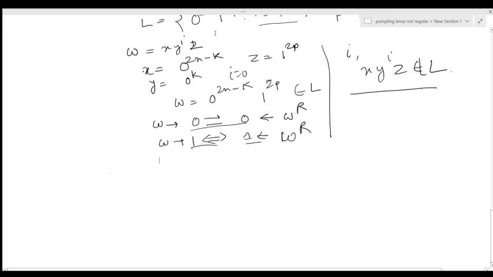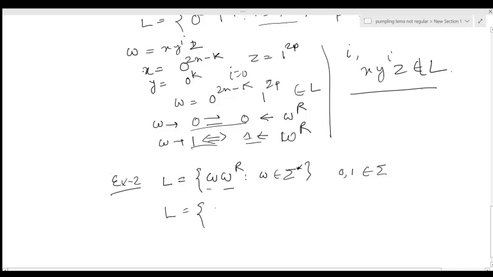We can also look at the second example. Example 2, where the language L is w w reverse, where w belongs to sigma star, and suppose 0 and 1 belong to sigma. So in that case we can rewrite this language as strings of zeros and ones, and for the string w and the reverse of the string w, there will be two copies of zeros and ones. So we can write this as 0 to the power 2n, 1 to the power 2p.